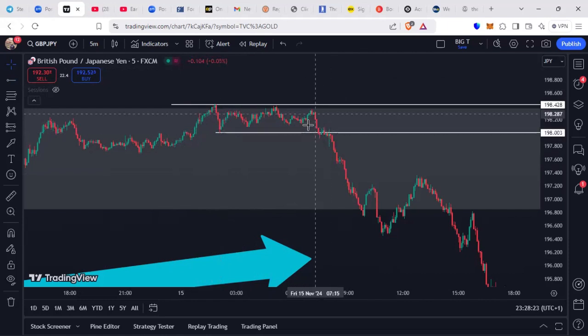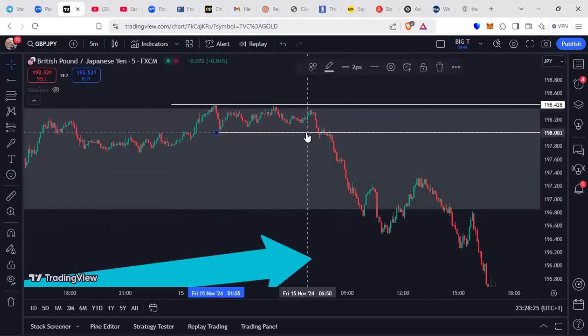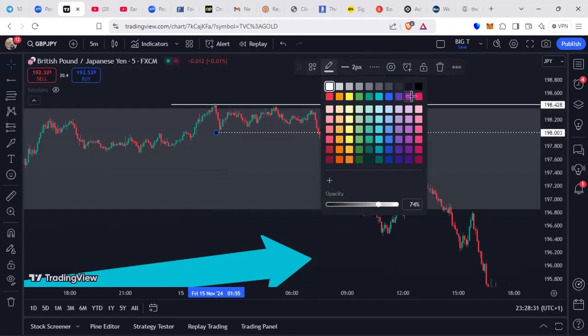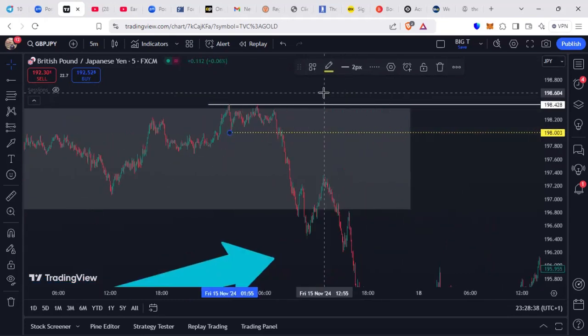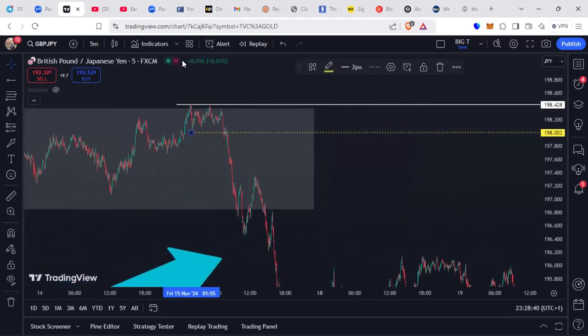So I'm marking this. Let's make this a dotted line. Yup. And let's change color. Let's have purple. Now let's have yellow. Yellow is better.